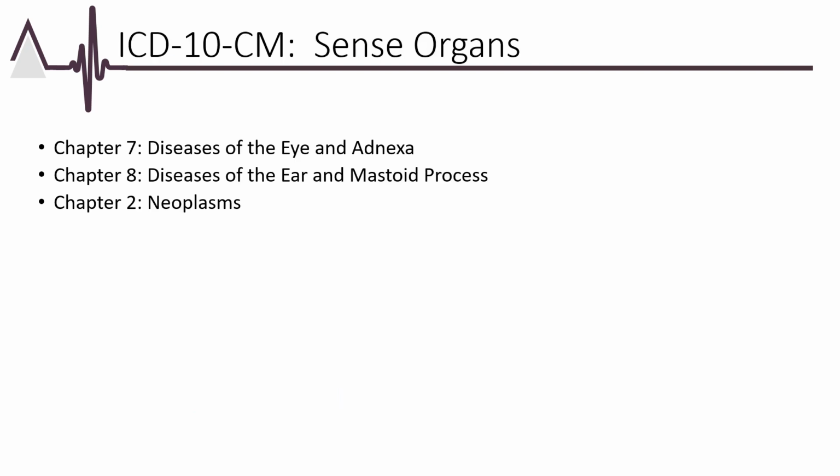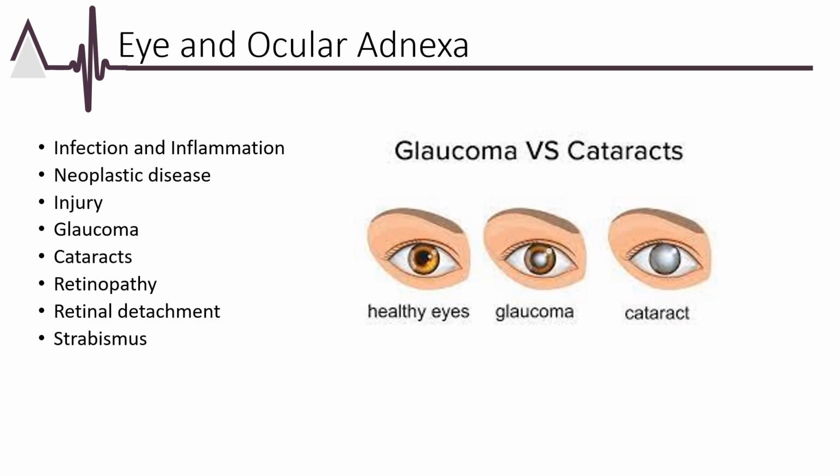The most common diagnoses of these sense organs are located in the chapters listed. Most of the diseases listed that impact the eye are listed here. Glaucoma happens when the flow of aqueous humor in the anterior chamber of the eye is not in balance. When this flow slows, the pressure builds up in the anterior and posterior chambers of the eye. This condition is called glaucoma, which can result in blindness if left untreated.